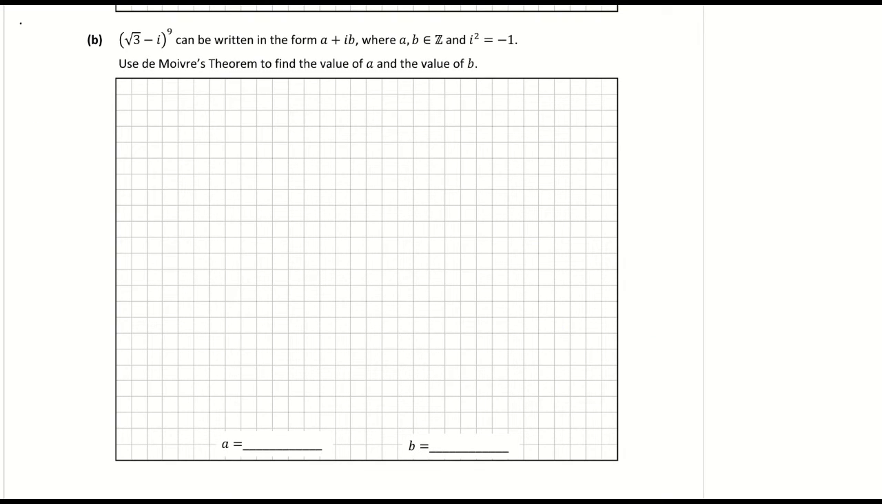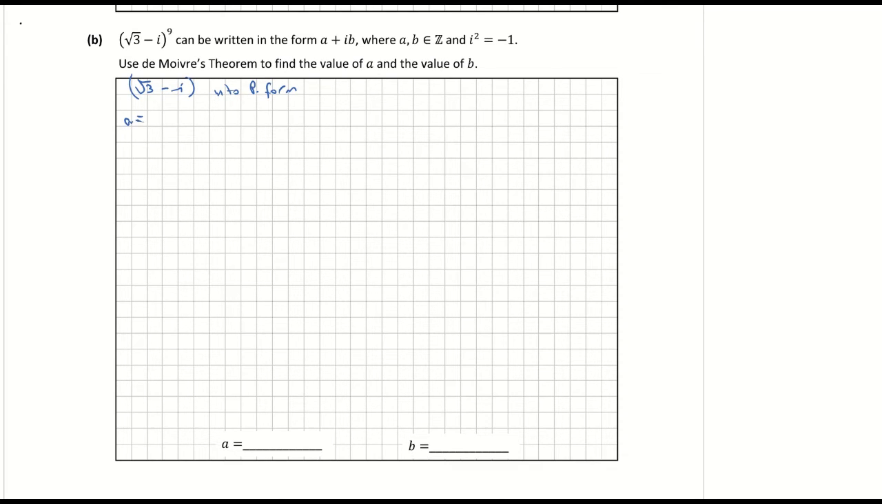B, square root of 3 minus i to the power of 9 can be written in the form a plus ib, where a and b are elements of Z and i squared is minus 1. Use de Moivre's theorem to find the value of a and the value of b. So if I'm using de Moivre's theorem here, first thing I need to do is write my complex number in polar form. So I need to convert the square root of 3 minus i into polar form. So that's my first step.